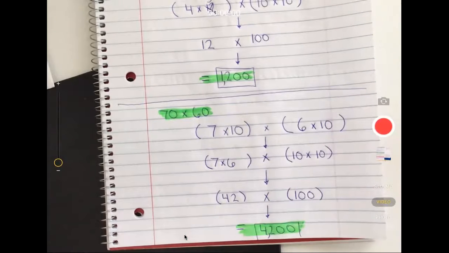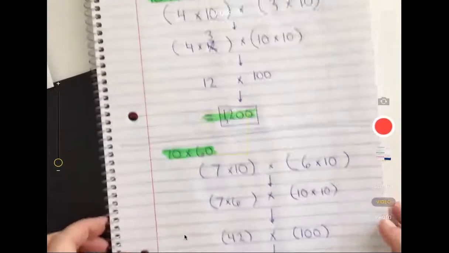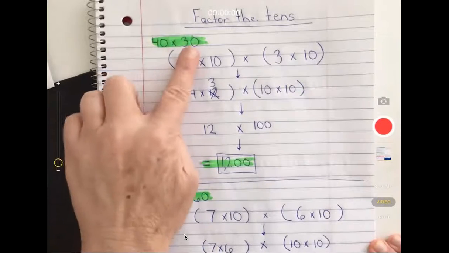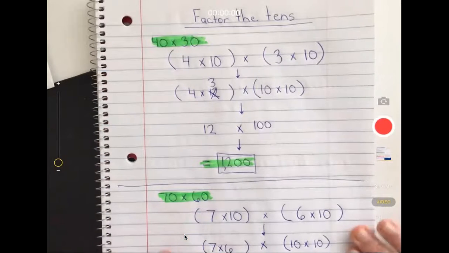Okay, 4,200. I hope that you can see how factoring the tens out of larger numbers can help make solving these a little bit easier.